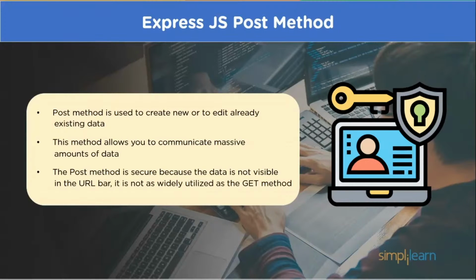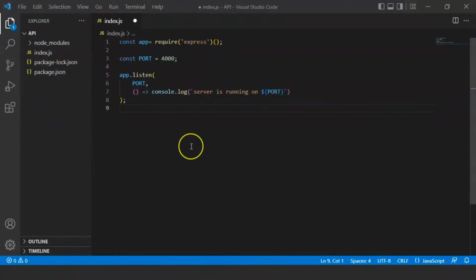Now, we will see how the POST and GET methods work. Open your Visual Studio Code. I have already installed Node and Express. If you haven't installed it, then you can click on the right corner of this video to get the setup done. Coming back to Express, GET and POST methods. What I have done here is I have created a basic Express.js app. Const app require Express. This will install all our Express modules.